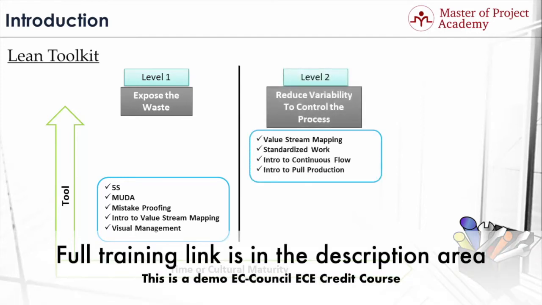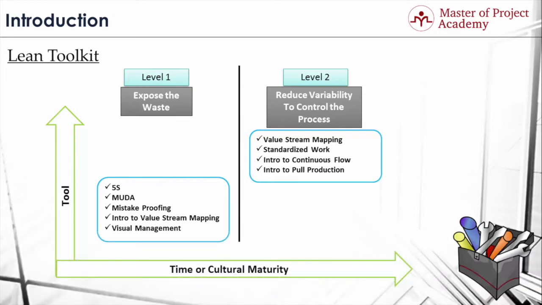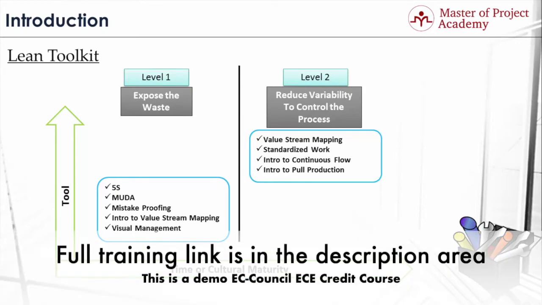The second level is targeted at reducing the variability to control the process. To reduce variability, it takes help of 4 tools, i.e. VSM, Standardized Work, Introduction to Continuous Flow, and Introduction to Pull Production. Over time, as the organization reaches a more mature level, waste is expected to be minimized. After minimization of the waste and reaching a more mature level as an organization, reducing the variability and controlling the process is aimed at the second level. During this lecture, we have seen the Lean Toolkit. During the next lecture, we will be going over Lean techniques.